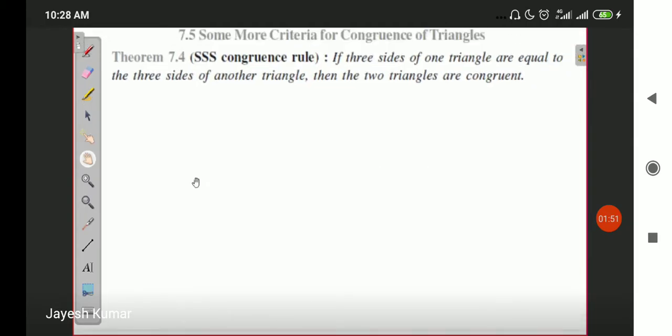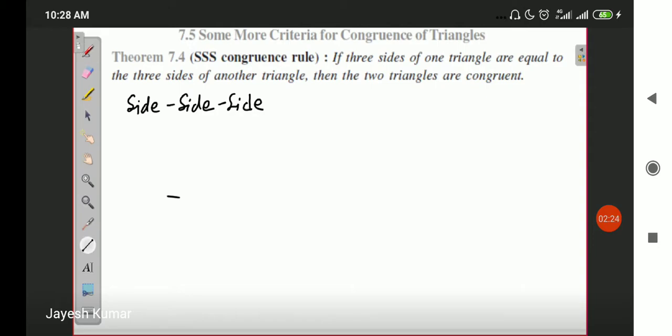Now moving on, we have some more criteria for congruency of triangles. Okay. So these more criteria, what do they include? This is the SSS congruency rule. So what do we mean by the SSS congruency rule? It is if three sides of one triangle are equal to three sides of another triangle. This SSS stands for side, side and side.